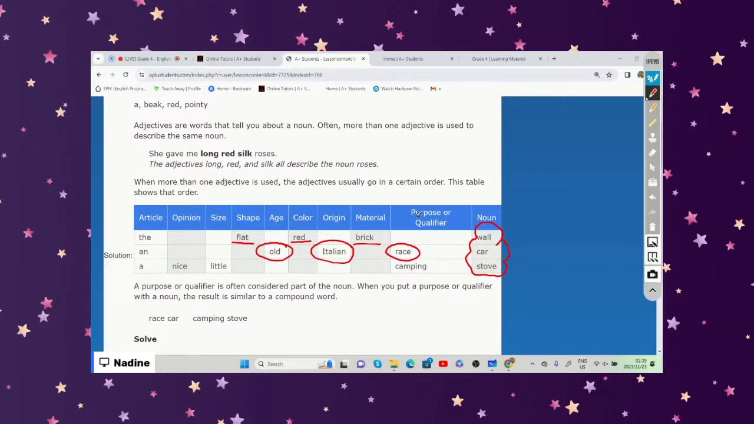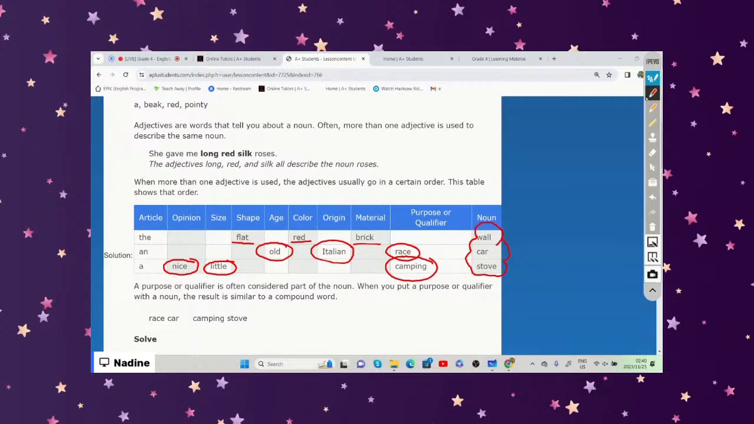If we describe the stove, which is a noun, then we can describe that stove as nice, little, and a camping stove. It's not just any stove, but a camping stove, which means that we can use the stove for camping. It is little, it can go in our car, in our boot, and it's a nice stove. So we describe the stove in this order: opinion, size, and purpose.